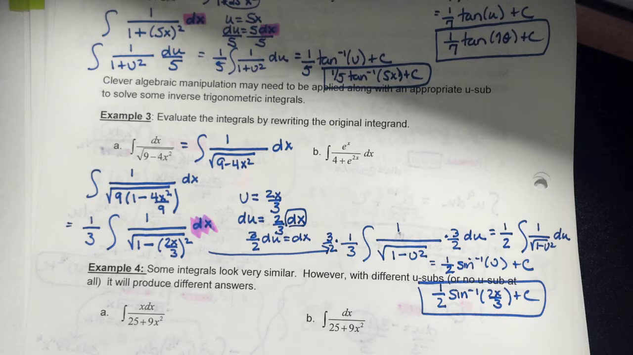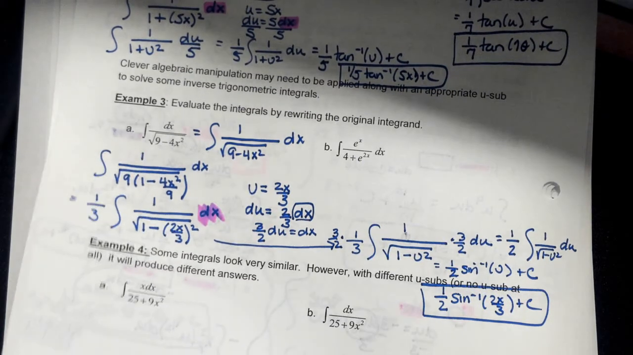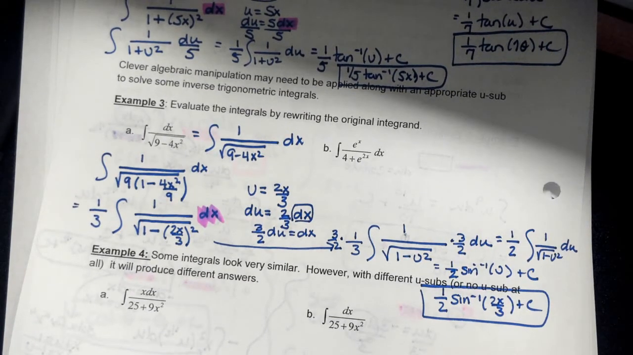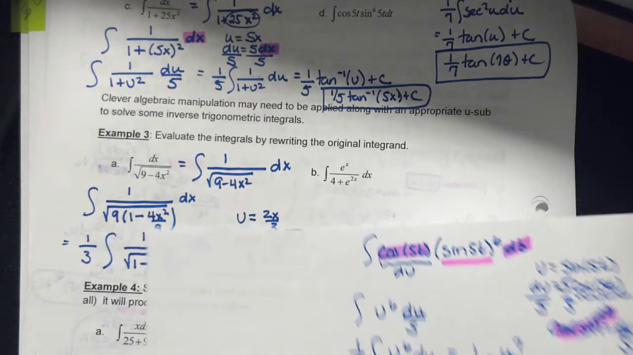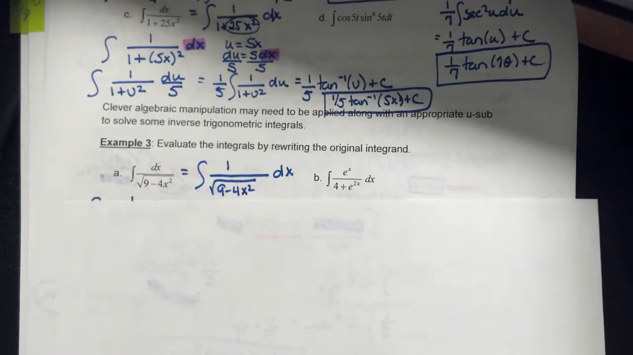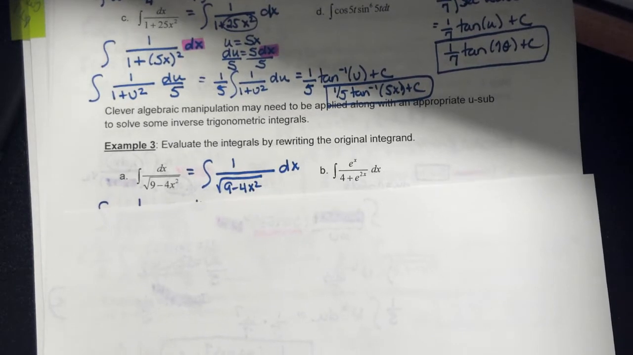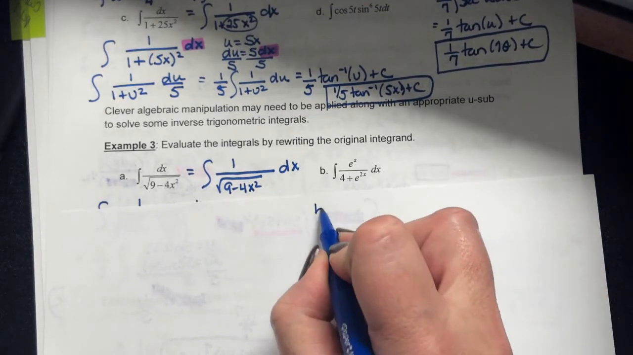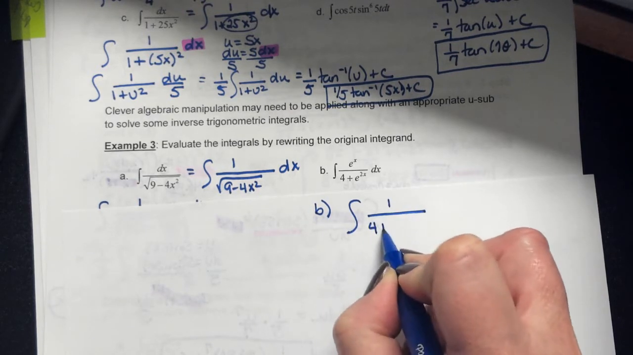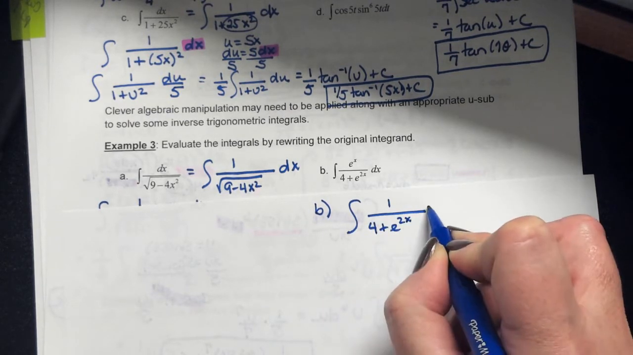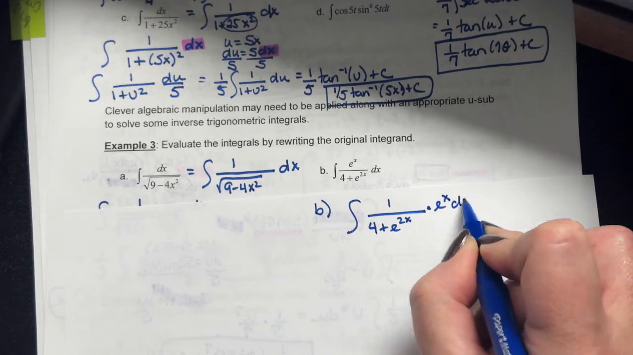So any questions on A? So now let's take a look at B. Remind me again, the integral of e to the x is e to the x. So if I take a look at B, since I've run out of room, I'm just going to do it on a separate sheet of paper here. I can rewrite this, if you want to, as the integral of 1 over 4 plus e to the 2x times e to the x dx.